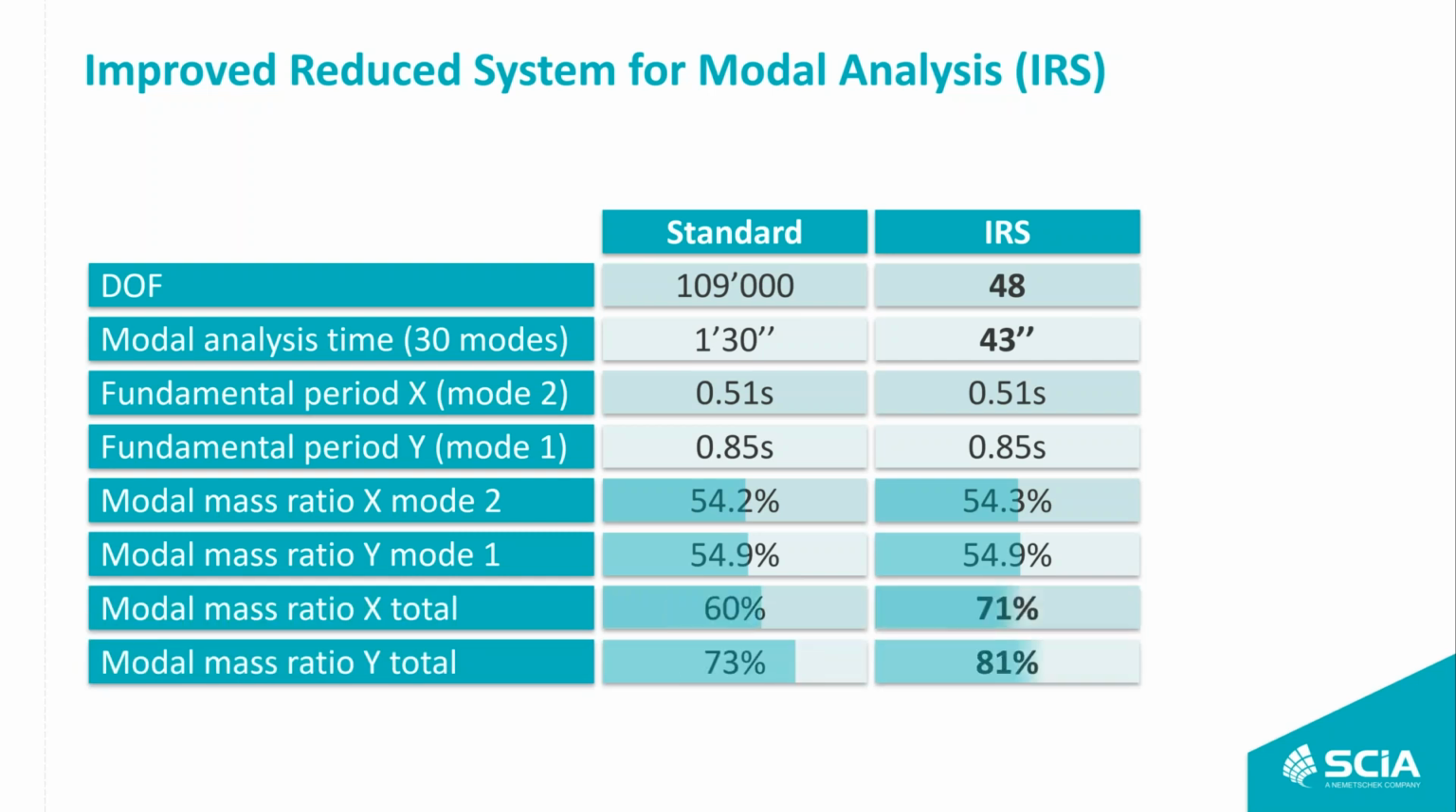And finally, the cumulated modal mass ratio, the total at the bottom of the table. We had only 60 and 73% in the original analysis with the full mesh. And now we are already up about 10%. We get 71 and 81% respectively in the X and Y direction. Still not sufficient, because there are other things that need fixing in our model so that we get the 90% that we need. However, there's already an improvement because local modes have been eliminated from the calculation. So that is the general thing about the IRS analysis.